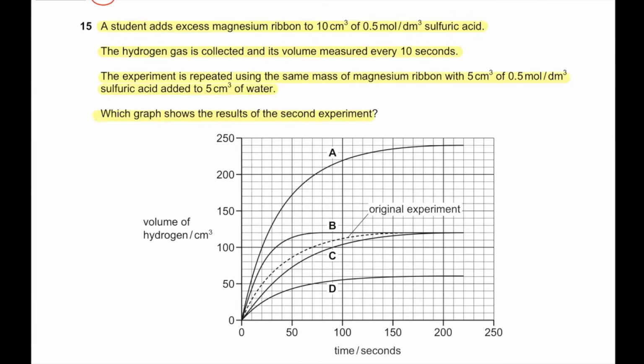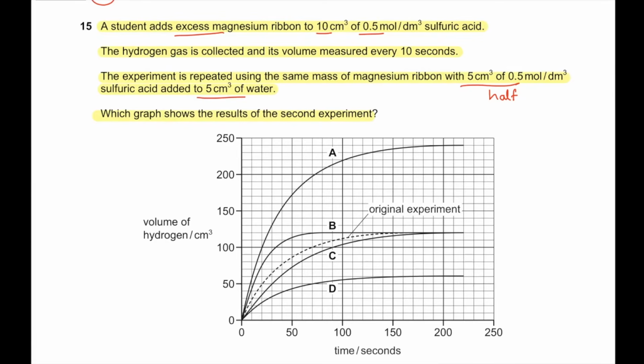Guys, in the first experiment, we had excess of magnesium ribbon. So if we have excess of magnesium ribbon, meaning the mass of magnesium is never the limiting factor for this particular reaction. However, we had 10 cm³ of 0.5 mol/dm³ sulfuric acid. So in terms of quantity, we have halved it here. We have half the quantity of the original one. If we have half the quantity, we're going to get half the volume. We added 5 cm³ of water, which dilutes the experiment, obviously.